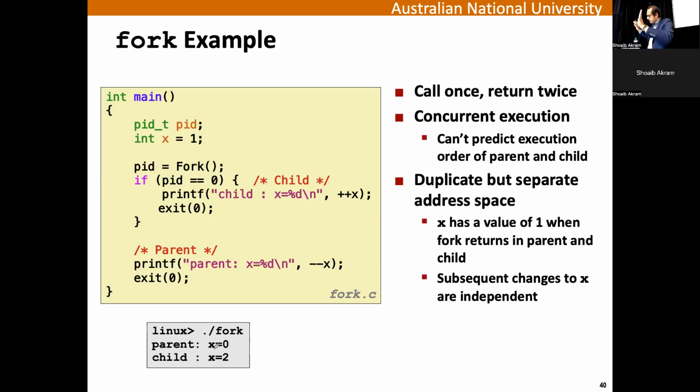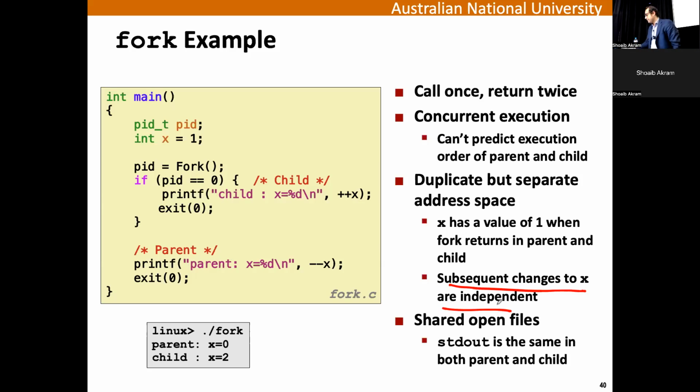So the address spaces are different, but whatever the parent had in the address space is copied for the child. Subsequent changes to X are independent. The work the child does after fork is different from the parent's.